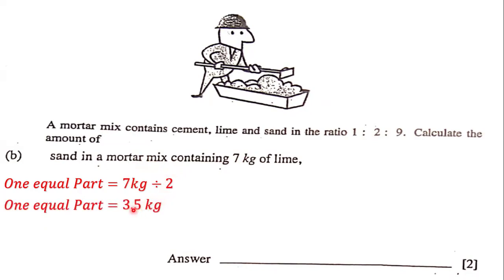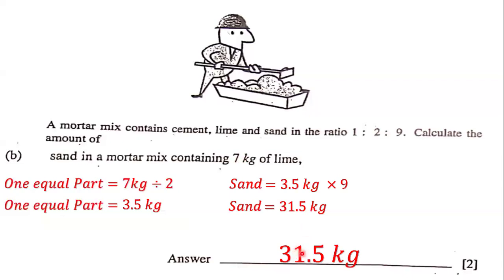So 1 equal part is 3.5 kilograms, but we want sand. We want the amount of sand in the mortar mix. And so sand is 9 equal parts. Notice here that sand accounts for 9 equal parts. We're going to take our 1 equal part and multiply it by 9. And so 3.5 multiplied by 9 is 31.5 kilograms. And so the amount of sand in the mortar mix is going to be 31.5 kilograms. And that's our answer for this question.